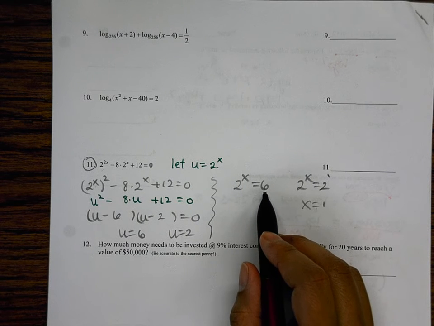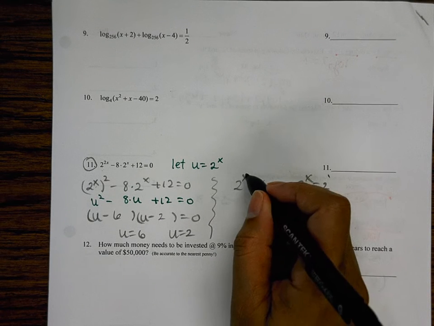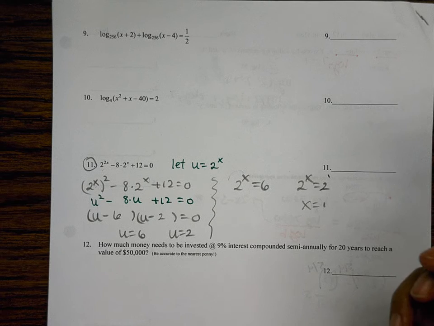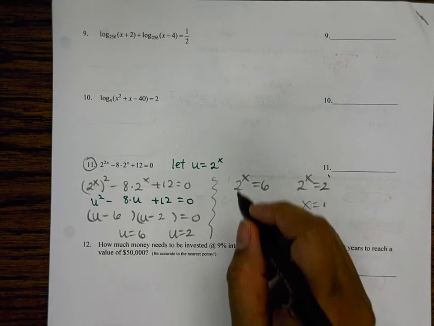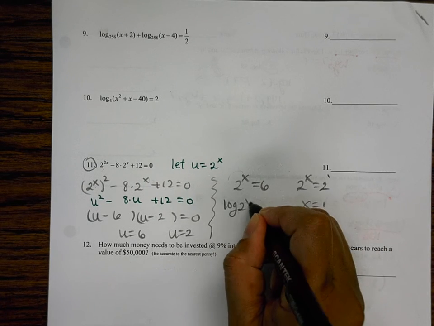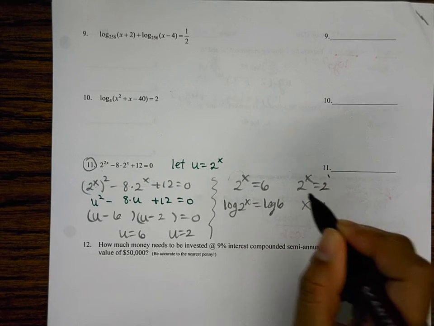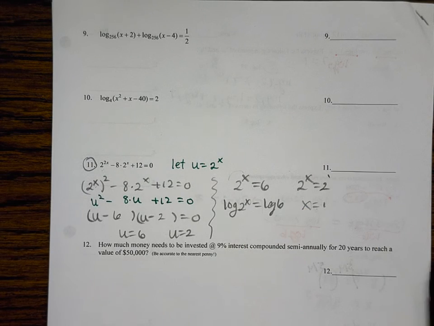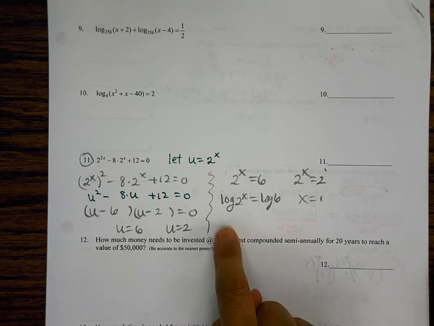So what do you do? If your variable is an exponent, you want to bring it down, but you can't bring it down without a log, so you take the log of both sides, and you can finish from there. Bring the exponent down, divide by log 2, plug it in your calculator, and you get a decimal here and 1 here, so you do have 2 answers.